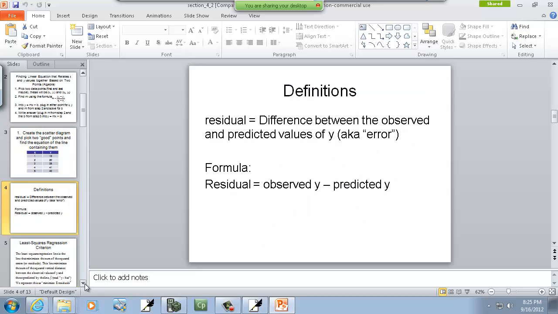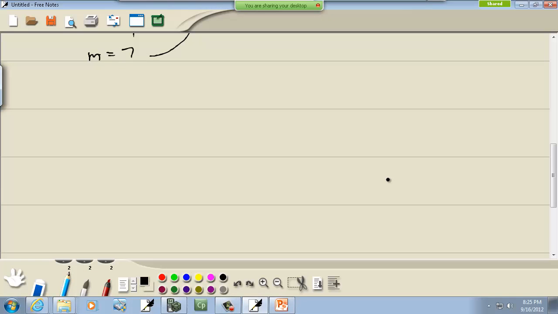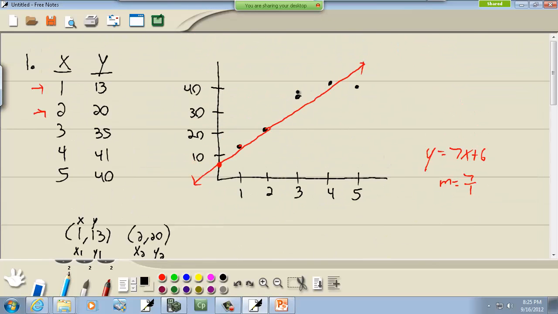Now some definitions. The residual. This is the difference between the observed and predicted values of y, aka the error. The formula is residual is equal to observed y minus predicted y. Now the observed y would actually be our points here. The predicted would be this red line. So that's what we're predicting it's going to be, but the actual data points are right here.